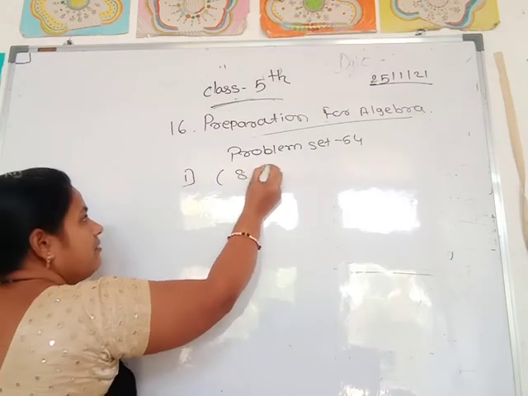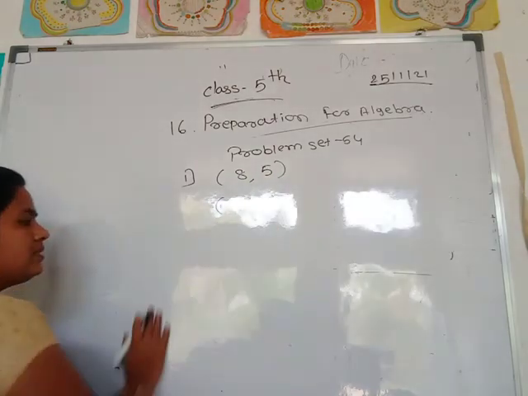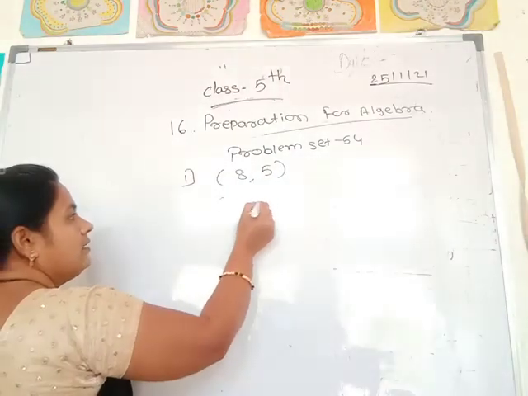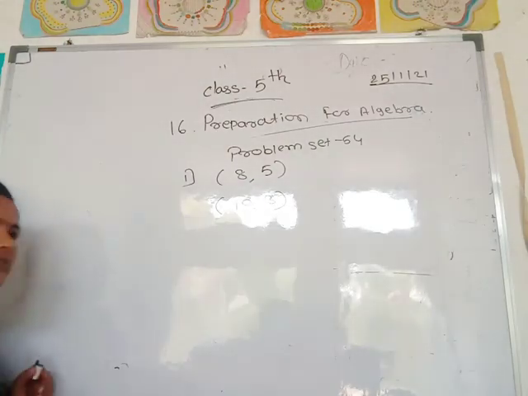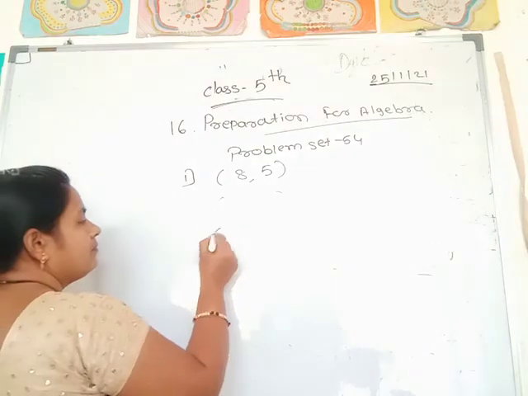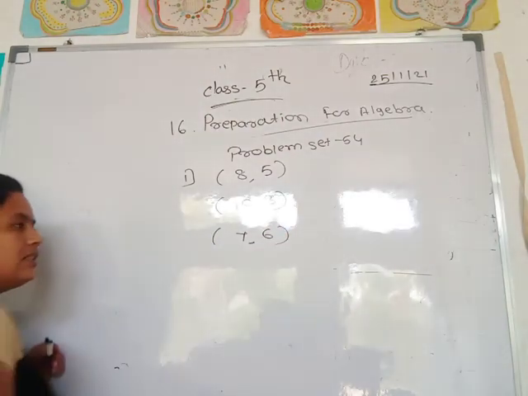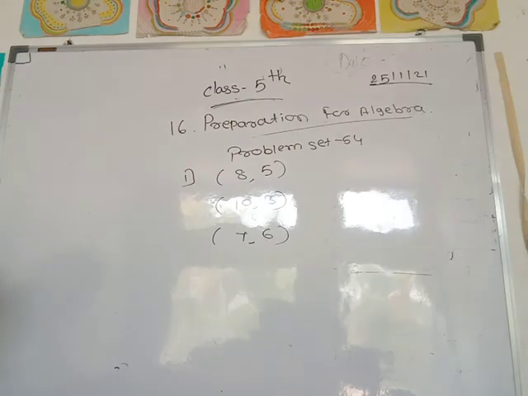8 plus 5 is equal to 13. Again, whose sum is 13: 10 and 3 also. 10 plus 3 is equal to 13. Again, 7 comma 6. 7 plus 6 is also equal to 13.